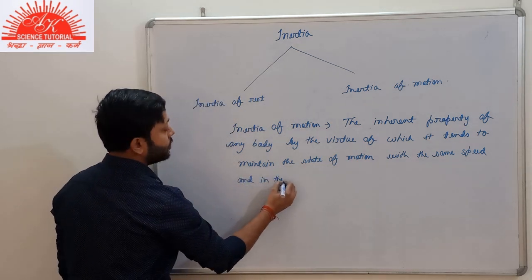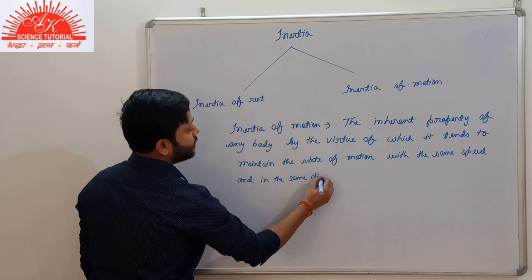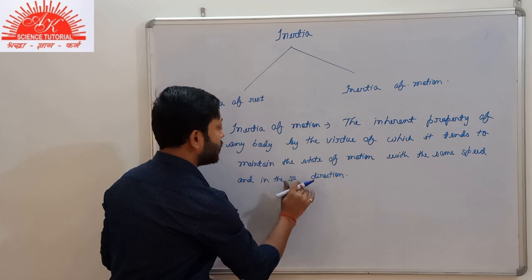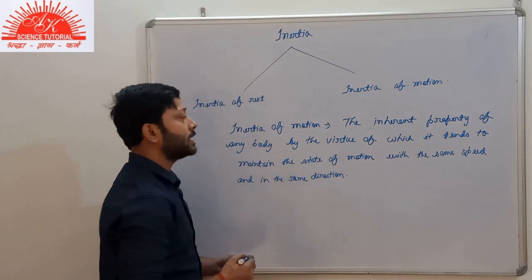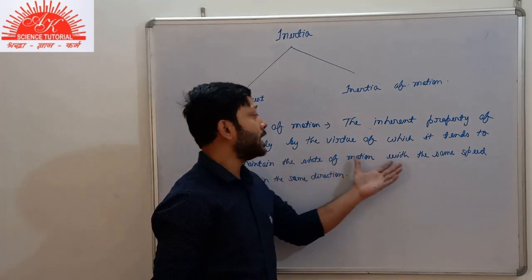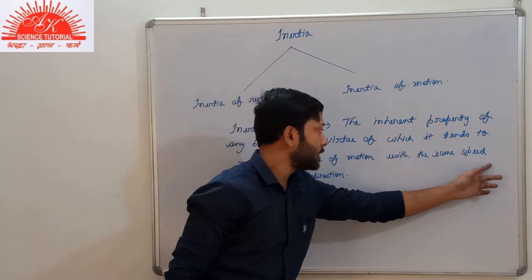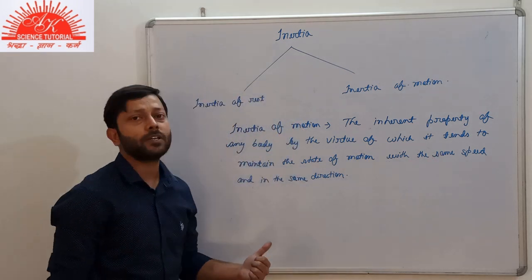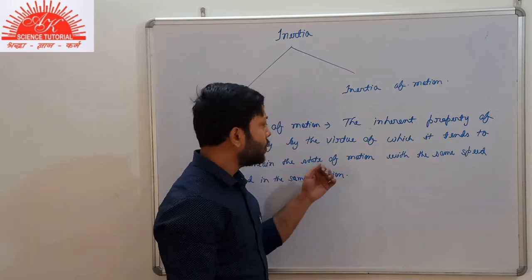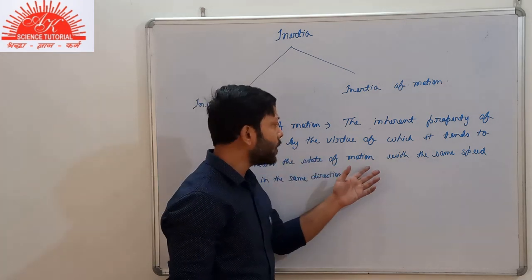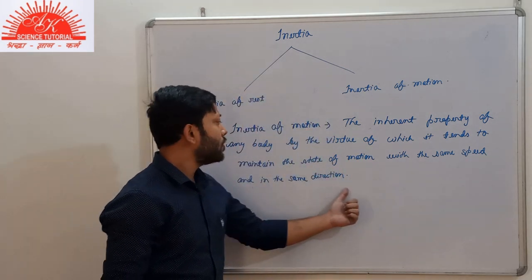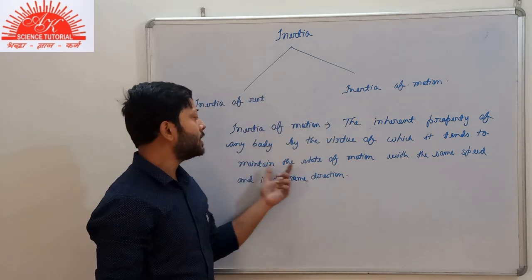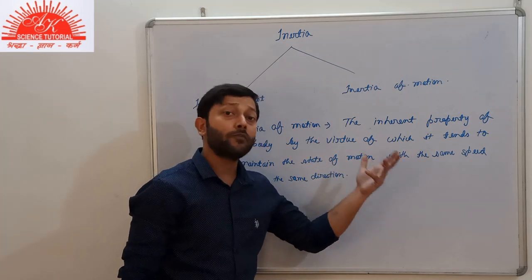You can also use the term directly, that is, the body will maintain its state of uniform motion. Or you can write here, with the same speed and in the same direction. I hope up till now you have an idea why we are using this statement. Or instead of writing this, we can write directly that the body maintains its state of uniform motion.